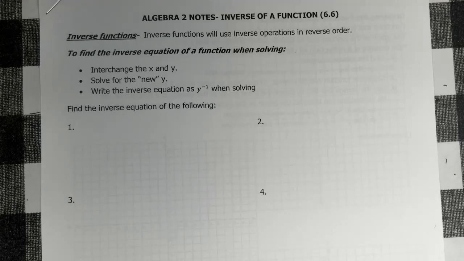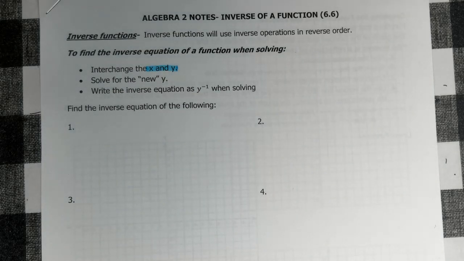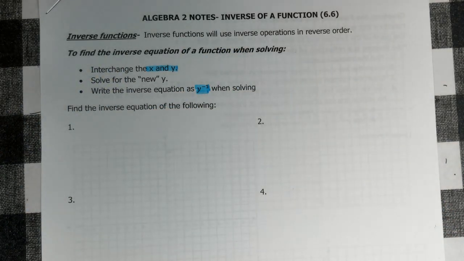Okay, so inverse functions are pretty much like that. They are in reverse order. You're going to solve those inverse functions using the inverse operations in reverse order. So what you're going to do first is always interchange your x and y. Your first step will always be to flip your x and y. Then you're just solving for the new y using whatever order of inverse operations you're going to have to do. And once you get down to your y equals, you are going to write your answer with y to the -1, and that's a notation.